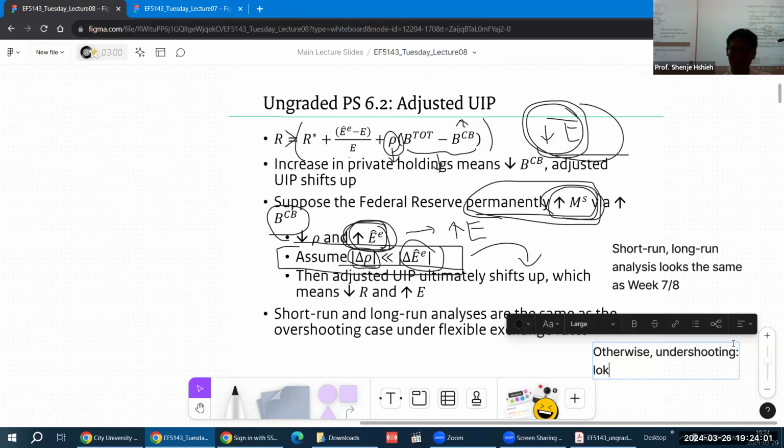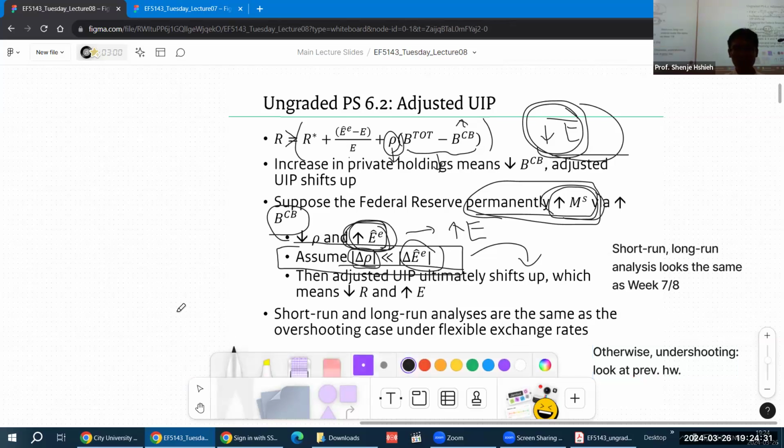So look at the previous homework, as we did this analysis before. Depending on the curve shifts, if one curve is shifting large enough, that may give you an opposite prediction. In this case, if the expectation changes in a larger magnitude than the change in rho, then you're just going to get the same analysis. Otherwise, you get something like undershooting. And I believe we did something like this with the change in L. Here's the same idea: we're looking at the change in rho versus the change in E hat E, as opposed to the change in L.